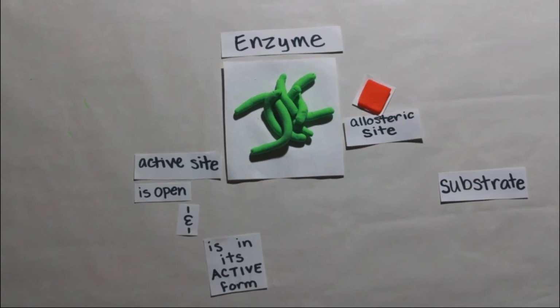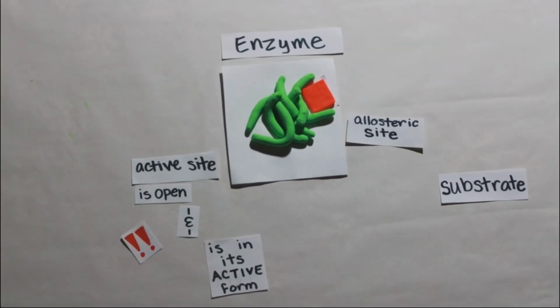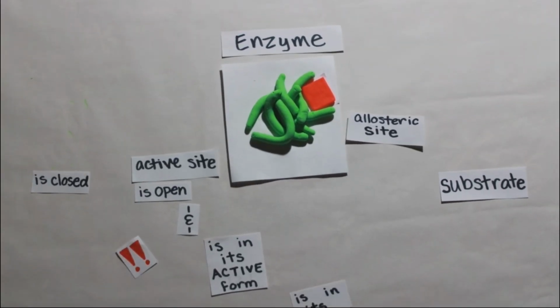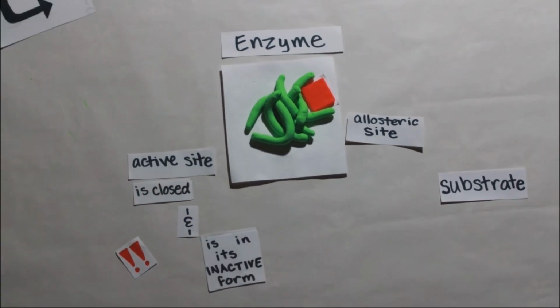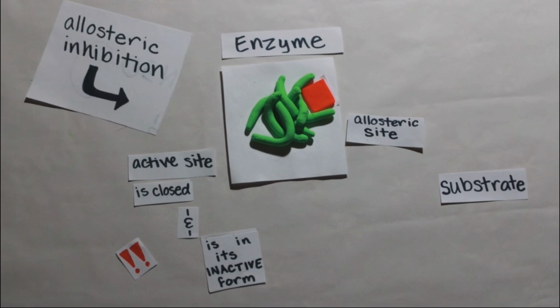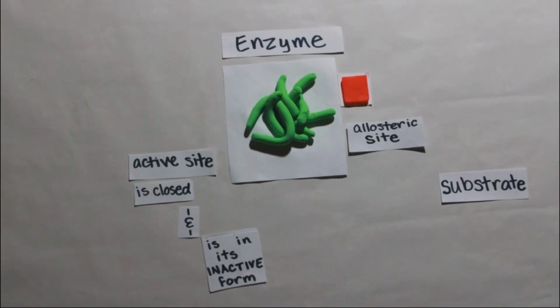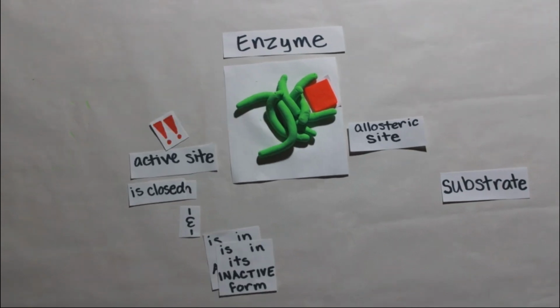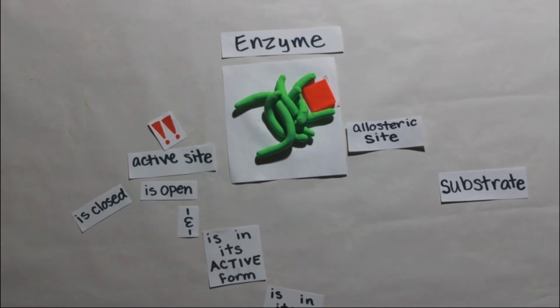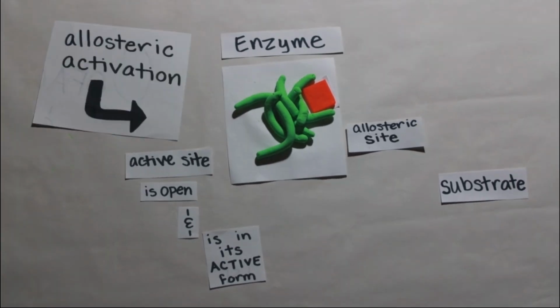Here, this inhibitor is going into the allosteric site, which causes the active site to close and the enzyme to become inactive. This is allosteric inhibition right here. Now you have an activator going into that allosteric site, and now the active site is opening and the enzyme is becoming active. This right here is allosteric activation.